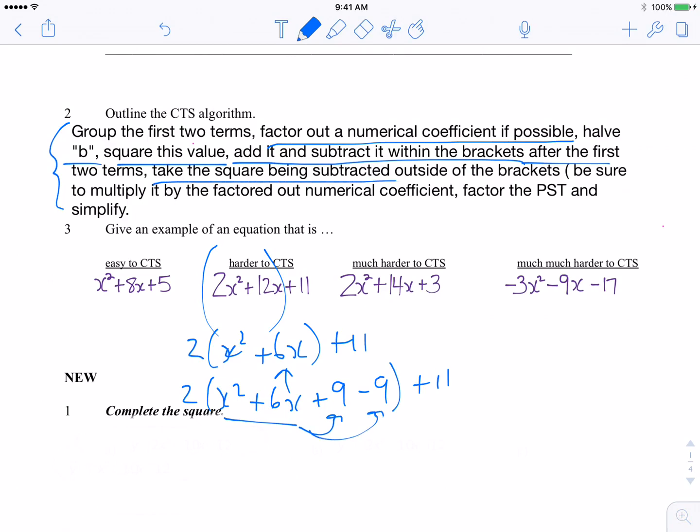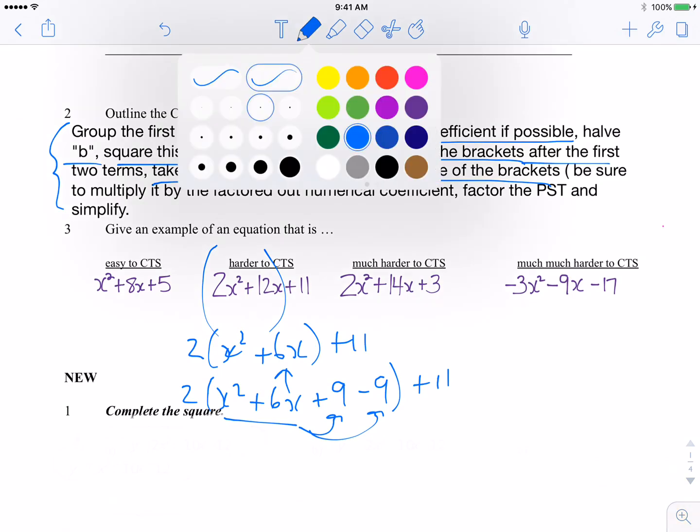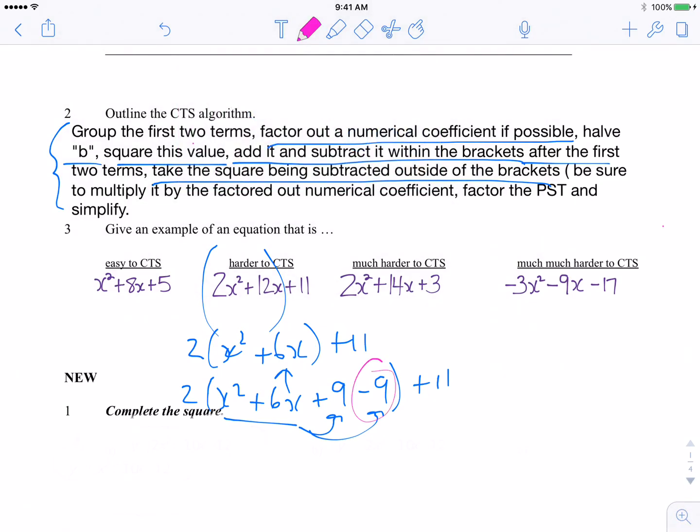Take the square being subtracted outside the brackets. So that's saying that you really want to get rid of this negative 9. How do we take it outside? Well, it says here, be sure to multiply it by the factored out numerical coefficient. We have to remember, because it's in brackets, we're multiplying the 2 times the negative 9 first, because what's in brackets is being multiplied by 2. So when we kick it out or get rid of it, it's going to become a negative 18 plus 11 outside the brackets. And inside you'll have x squared plus 6x plus 9, which is a perfect square trinomial.